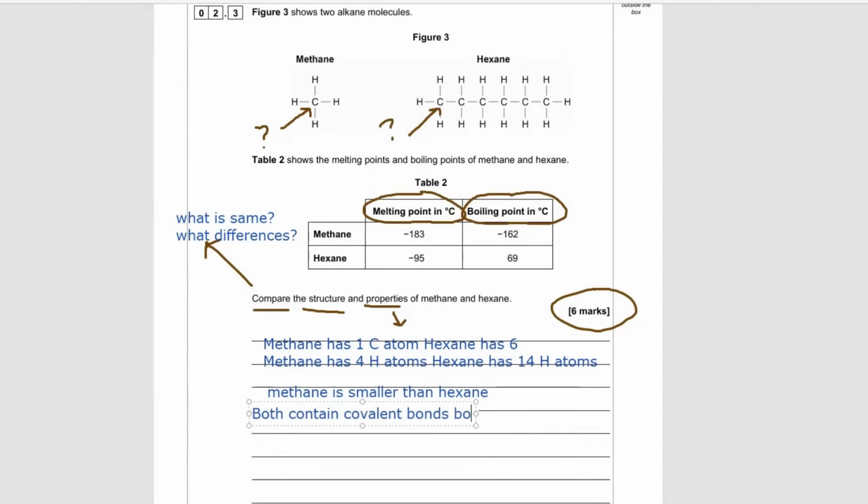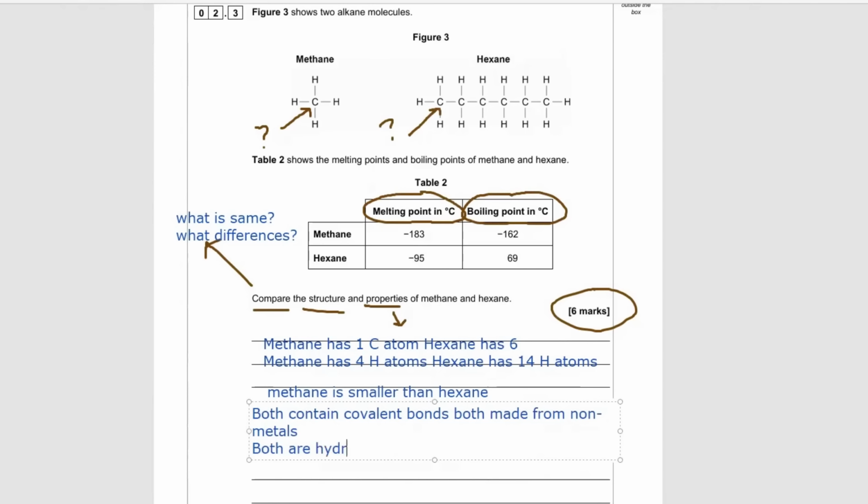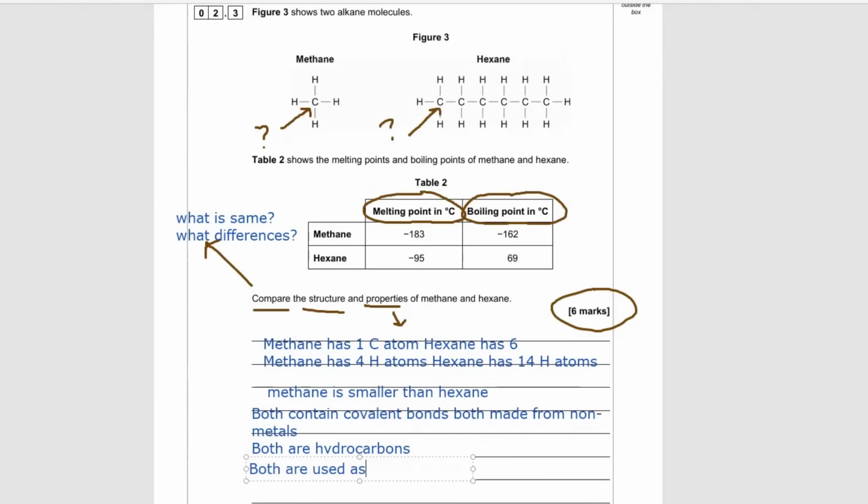Both have covalent bonds, but like I said, hexane's the only one with the CC bond. And then they both have CH bonds. So we're comparing the different bonds here. Which one is smaller? Which one is bigger? So methane is a smaller molecule. Hexane is a bigger molecule. So we're doing all these structural comparisons. Of course, they're both covalent compounds because they're made of non-metals. And then if we look at their properties, both of them are flammable, so can be used as fuels.